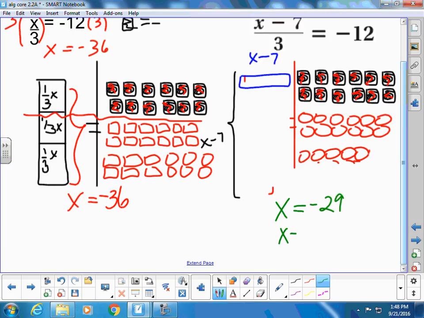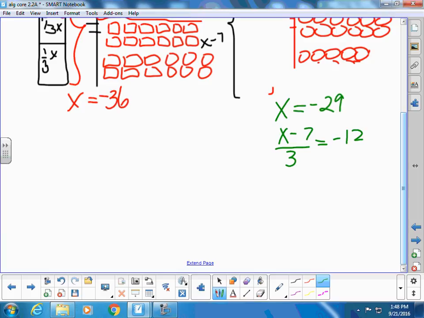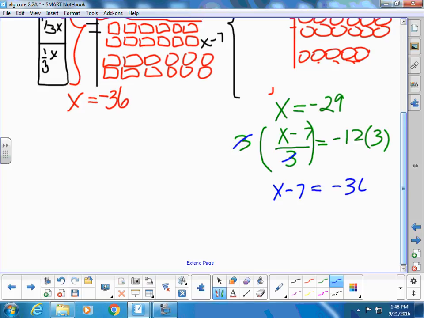Mathematically, if I did it, x minus 7 over 3 equals negative 12. I would multiply this whole thing by 3 and this by 3. And then these 3's cancel out because 3 over 3 is 1. So I'm left with x minus 7 equals negative 36. Then we have to add 7. And you'd get x equals negative 29.